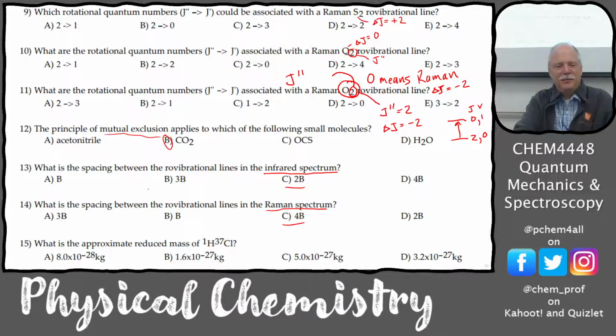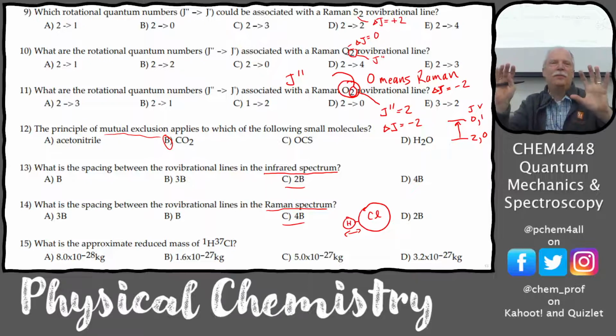Okay, so the approximate reduced mass of HCl, 37. Let me draw this molecule first. So we got a big old chlorine and a tiny little hydrogen. If this thing's going to vibrate, what's going to really be vibrating? It's going to be the hydrogen. The reduced mass is a way to take the motion of two bodies and reduce it to the motion of one body. In the HCl, the masses are so different that it's just the hydrogen moving. And so the reduced mass ought to be close to the mass of hydrogen.